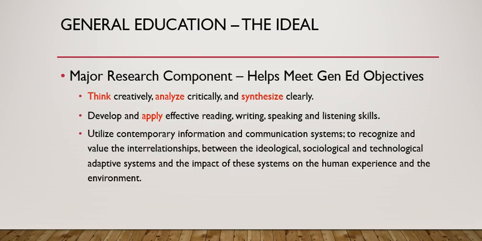The course specifically includes a research component that helps meet the general education objectives of thinking creatively, analyzing critically, and synthesizing clearly, developing and applying effective reading, writing, speaking, and listening skills, and using contemporary information and communication systems to look at relationships between ideological, sociological, and technological systems. These are lofty objectives that have been part of the course since its inception around 2010. They were kept in a course revision several years ago.